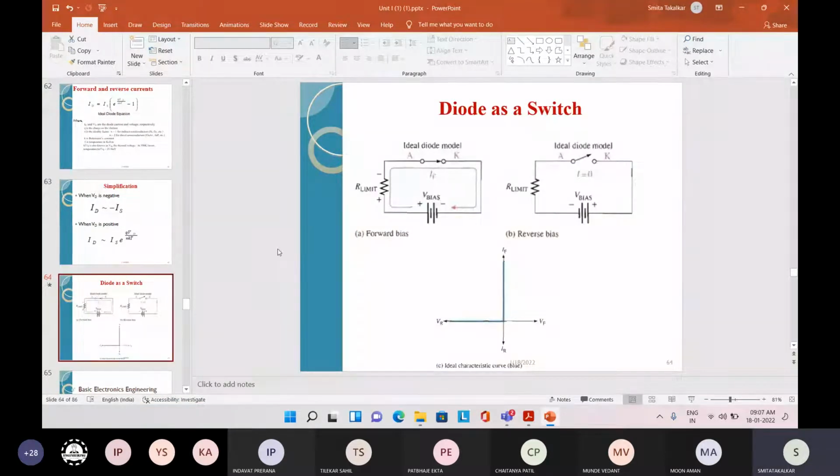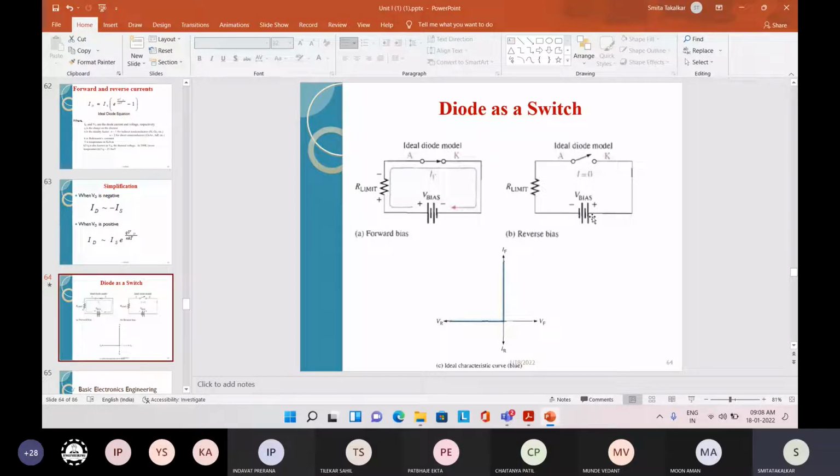And last, diode as a switch. This concept applies to forward bias and reverse bias. In forward bias the diode is a closed switch and current flows through the circuit, and a resistance is used to avoid damaging the diode. That's why it controls the current. The diode conducts in forward bias only at 0.7 volt for a silicon semiconductor diode. In reverse bias it is not conducting, because breakdown voltage is required.